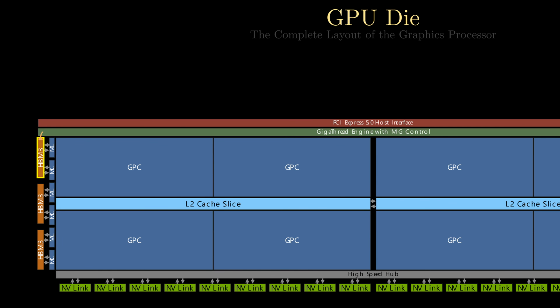HBM is external high bandwidth DRAM connected to the GPU. It provides massive bandwidth but high latency. So programmers need to use coalesced memory access to get the best performance. We'll revisit this topic in future videos for a deeper look.